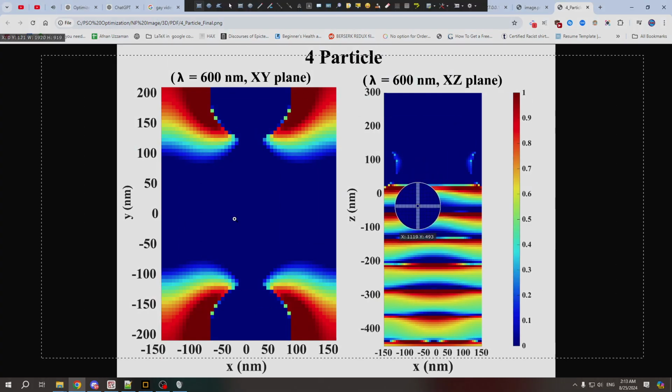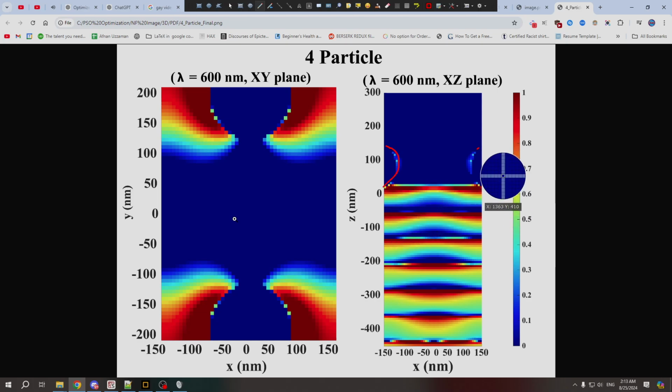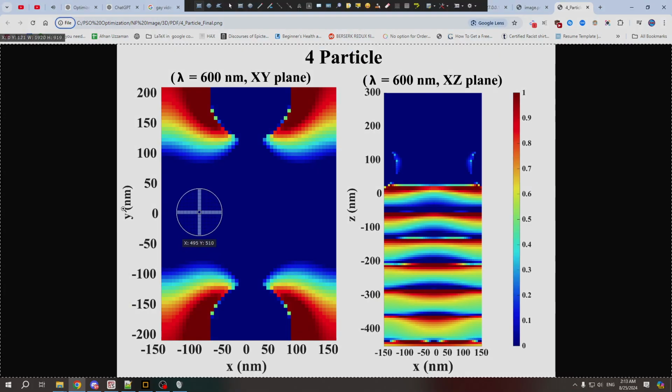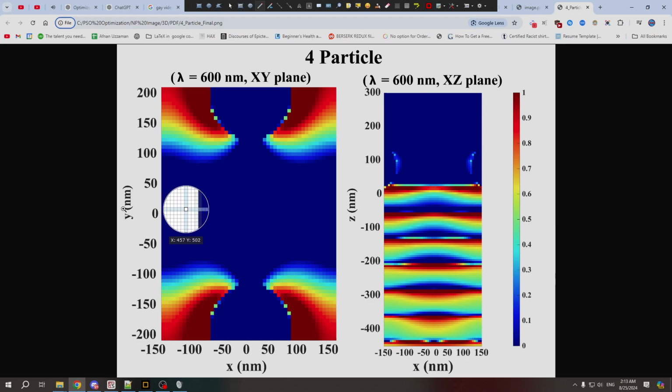So you see here and here the nanoparticles are slightly just touching, and the other 2 nanoparticles cannot be seen here because it's at y equals 0. In the xy plane you can, however, see the 2 nanoparticles, and the other 2 nanoparticles would be right here, just slightly touching the boundary here.